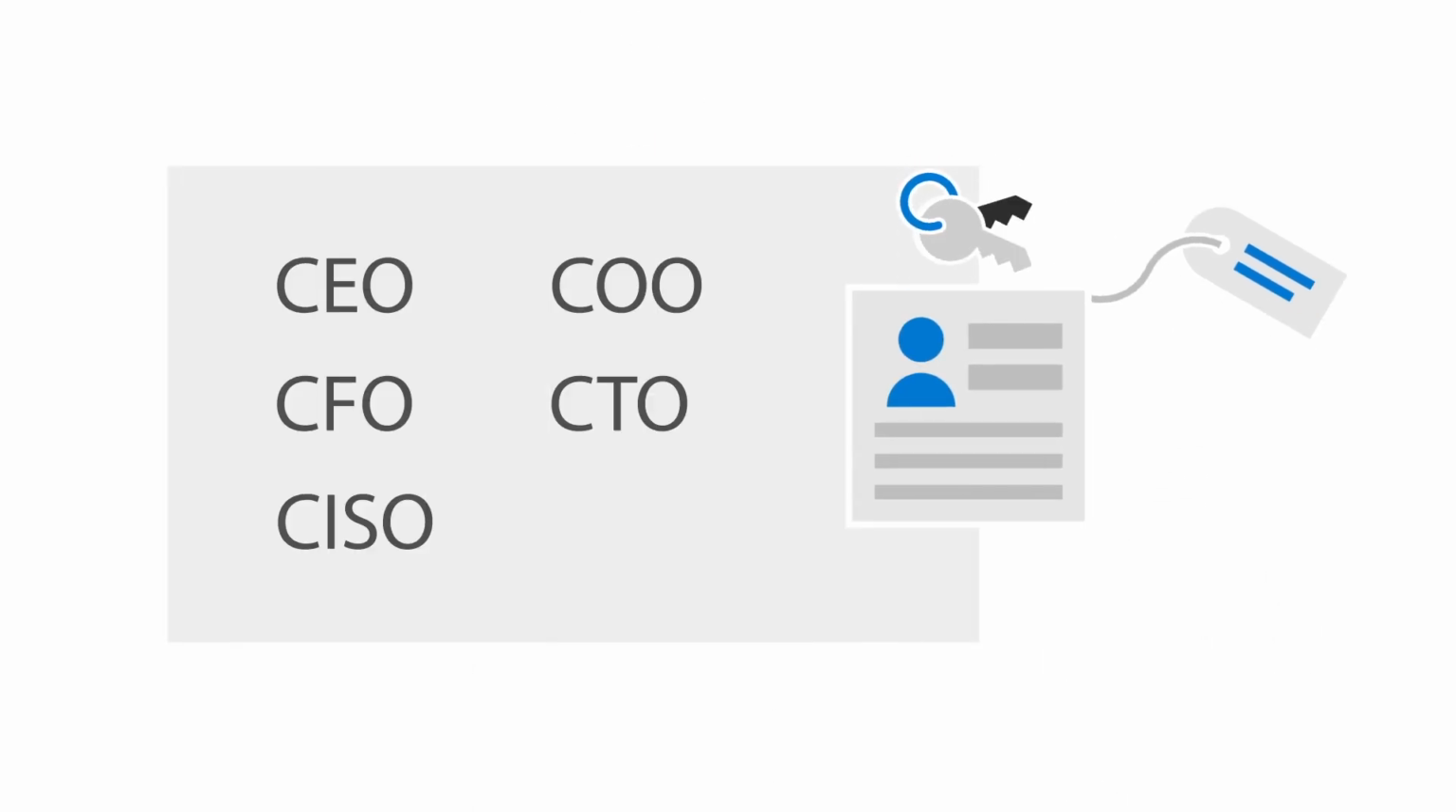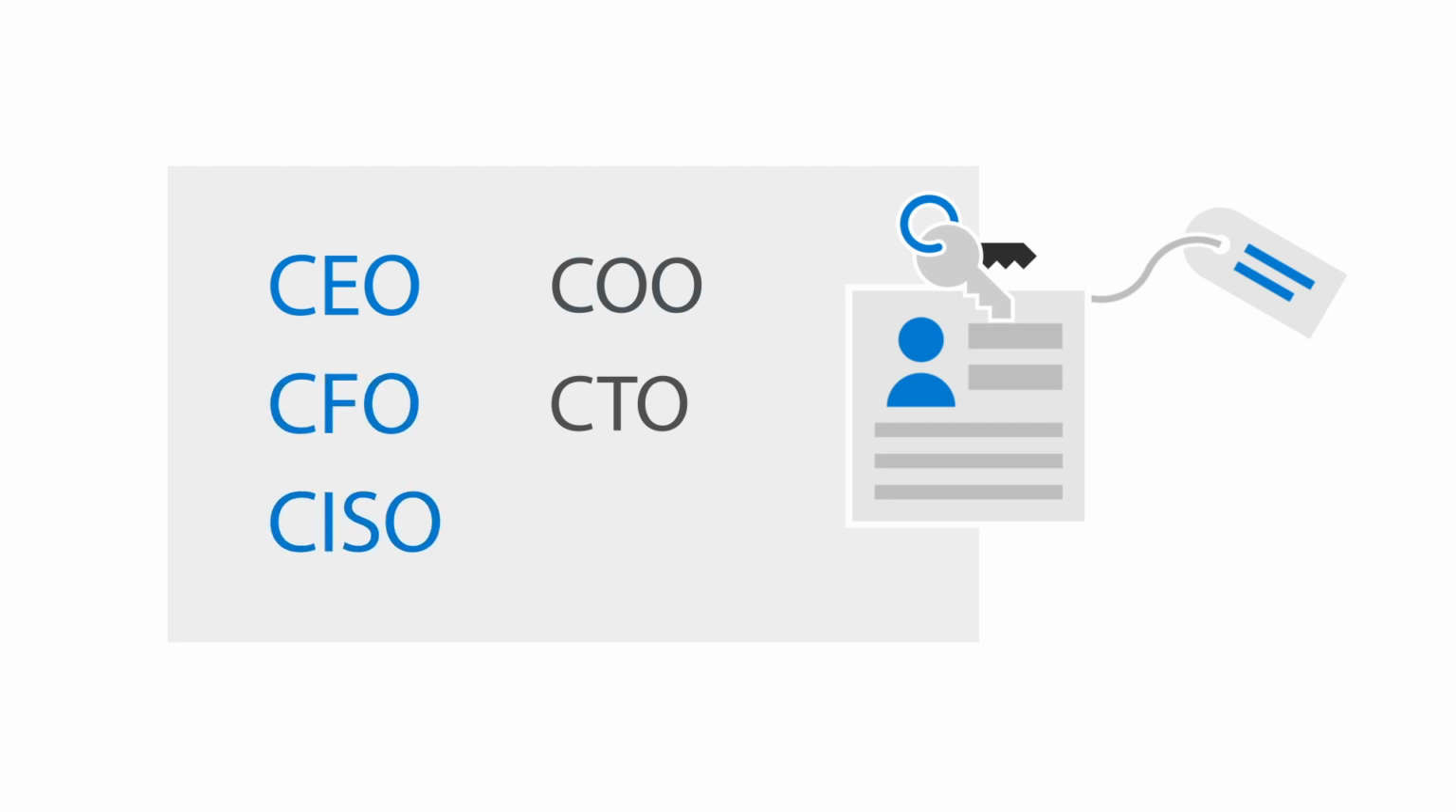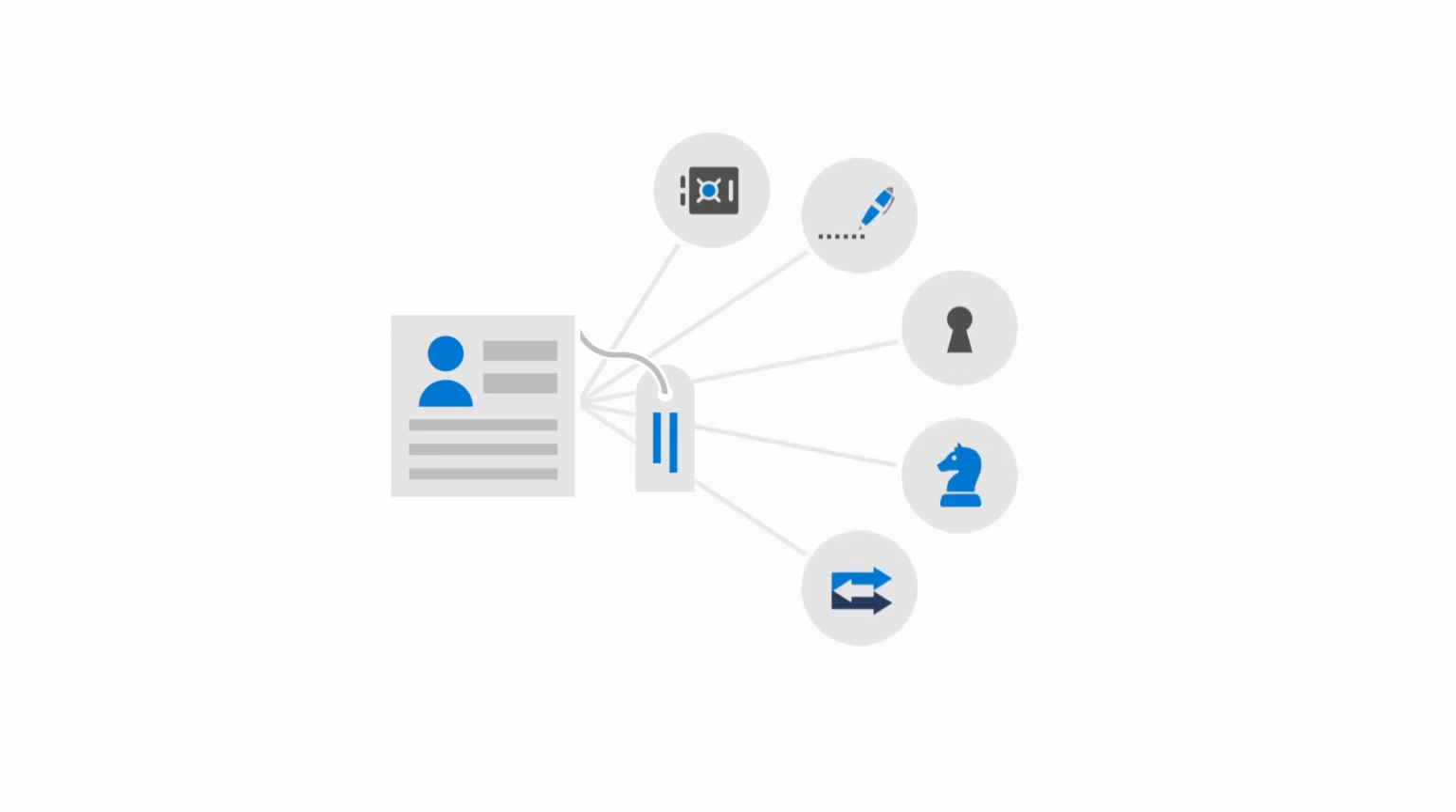For example, you might tag the accounts that have the keys to the kingdom, like the CEO, CFO, CISO, and so on. These are the people who have access to bank accounts, can sign vendor POs, access business secrets, strategy, mergers, or have knowledge of your next product line.